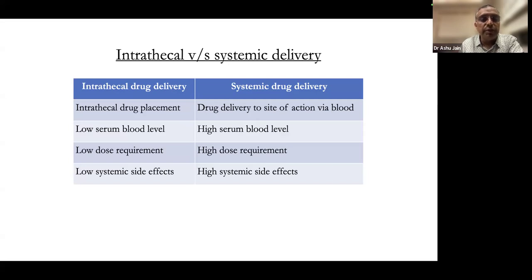There are low serum blood levels because of intrathecal placement, and the dose that we give by the intrathecal route is almost 1/100th of the systemic dose. So doses are very low, and that's why the systemic side effects are negligible. Whereas with any other system giving IV, you have exactly the opposite of the advantage we are getting here.